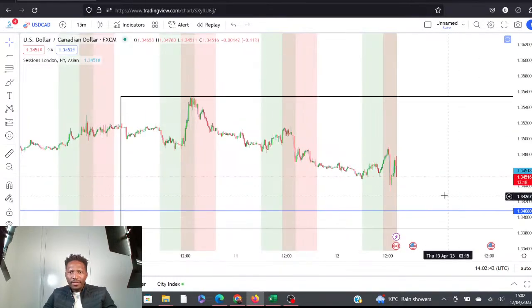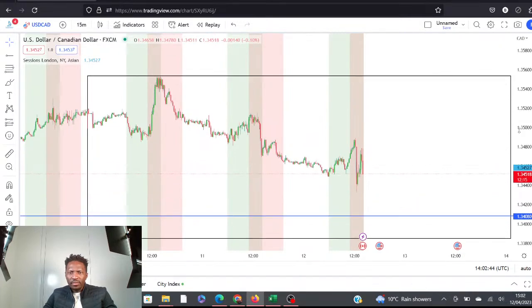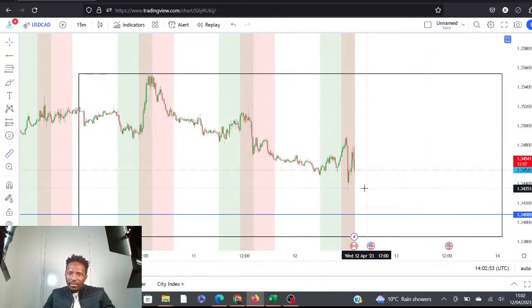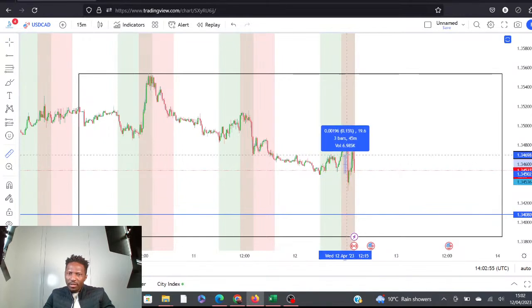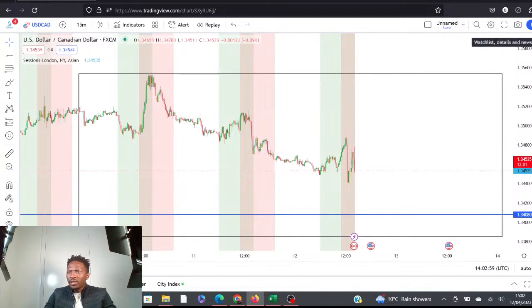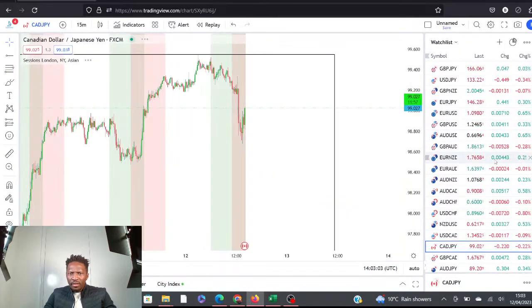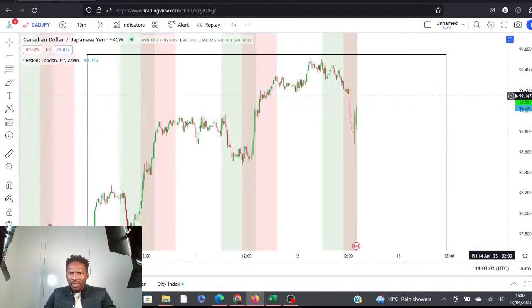Not really getting anything, to be honest. Interest rates usually move the market by 50, 60, even 100 pips within a few minutes, but nothing is happening here. Like I said, we did not get any surprise. The market only moved about 20 pips. The interest rate decision came out as expected. CAD yen.